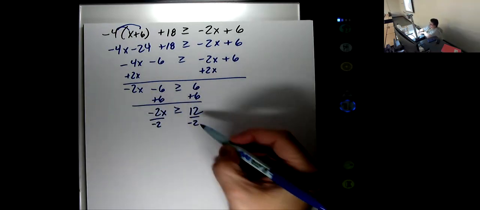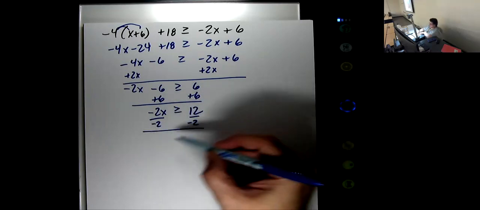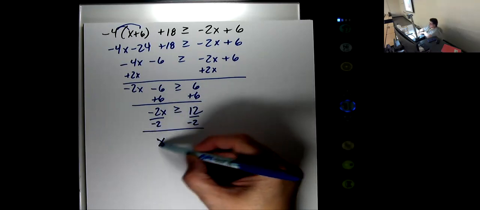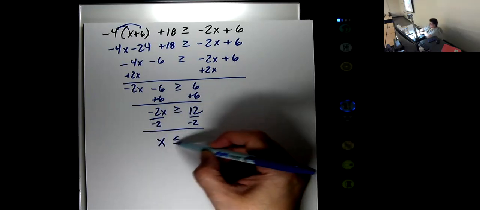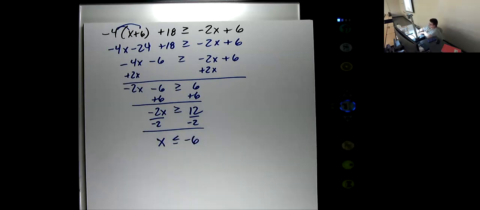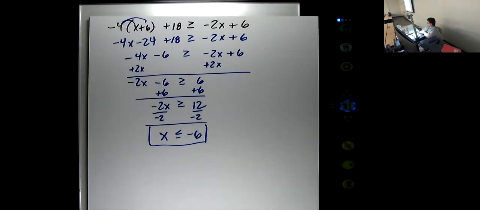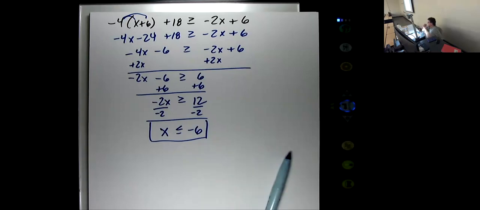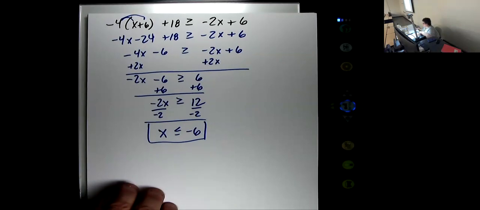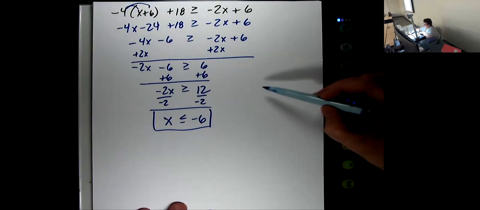And what'd you get? What's your final answer? X is less than or equal to -6. Like that? Yeah. That's correct. Yay! Good job. Remember this. All right, now write it in interval notation.